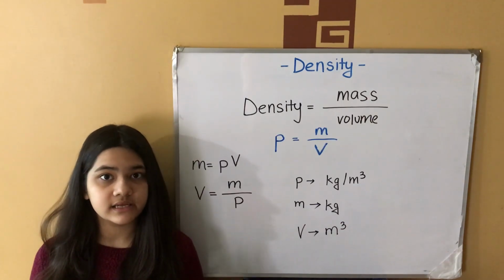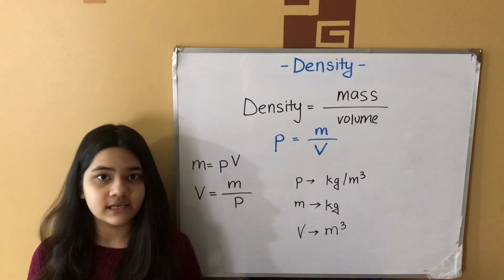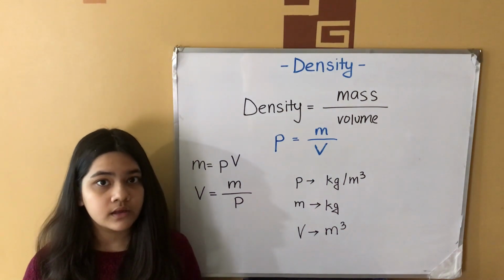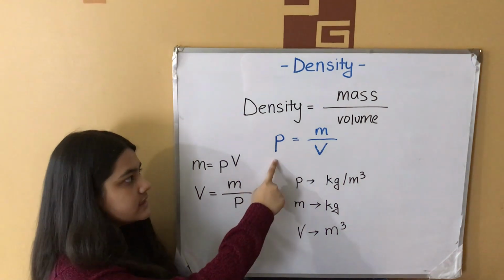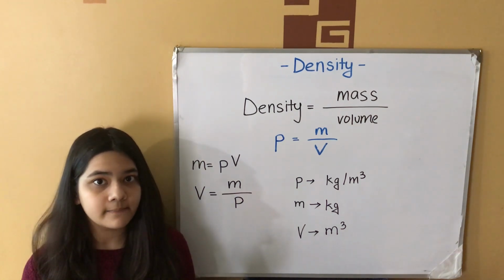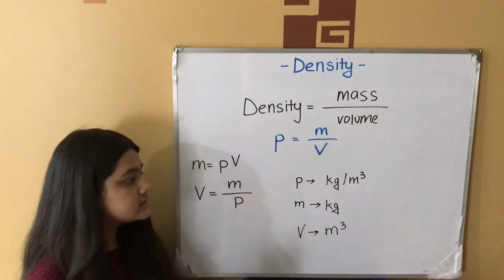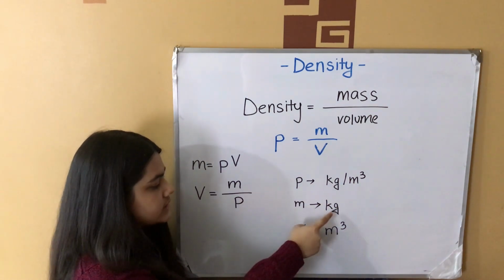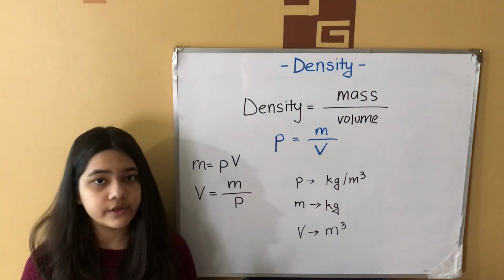As we know that density is defined as mass per unit volume, therefore the formula to find density is density equals mass divided by volume. In symbols, density is represented by rho, which looks like this, equals mass, which is small letter m, divided by volume, which is capital letter V. And the units are, for density kg per meter cube, for mass kg, and for volume meter cube.